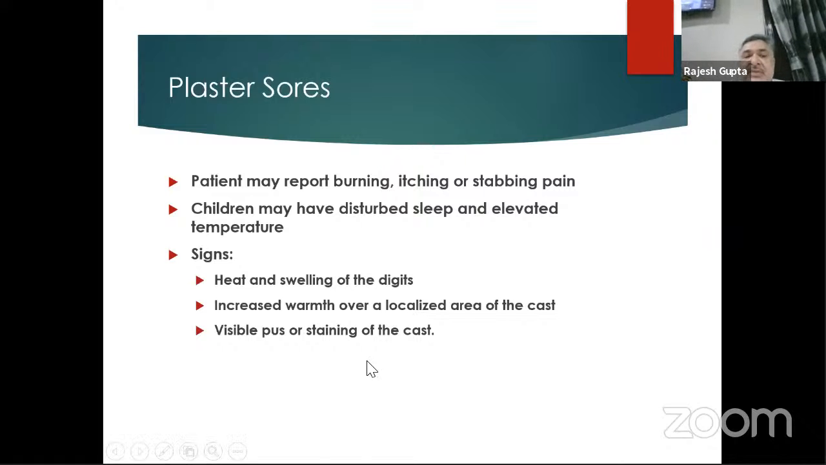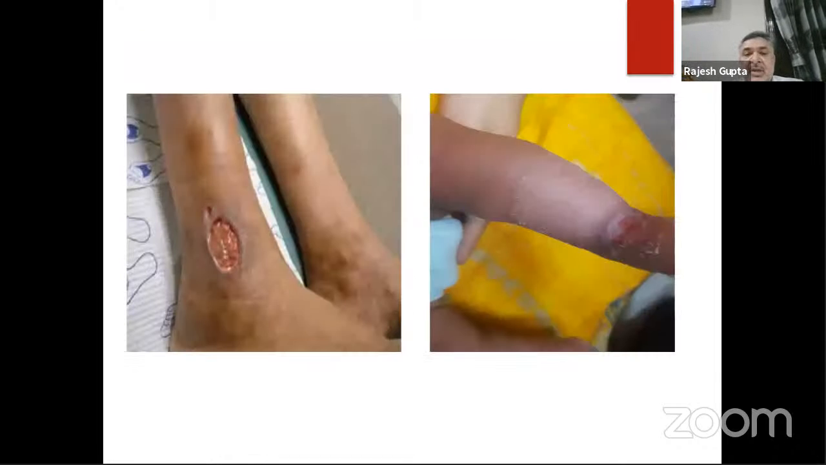Now, a patient with a plaster sore may report burning, itching, or stabbing pain. And children may have disturbed sleep and elevated temperature. There may be heat and swelling of the digits, increased warmth over a localized area of the cast, and visible pus or staining of the cast. Now, these are a few examples of pressure sores. You see, this is one of my patients with a plaster sore.